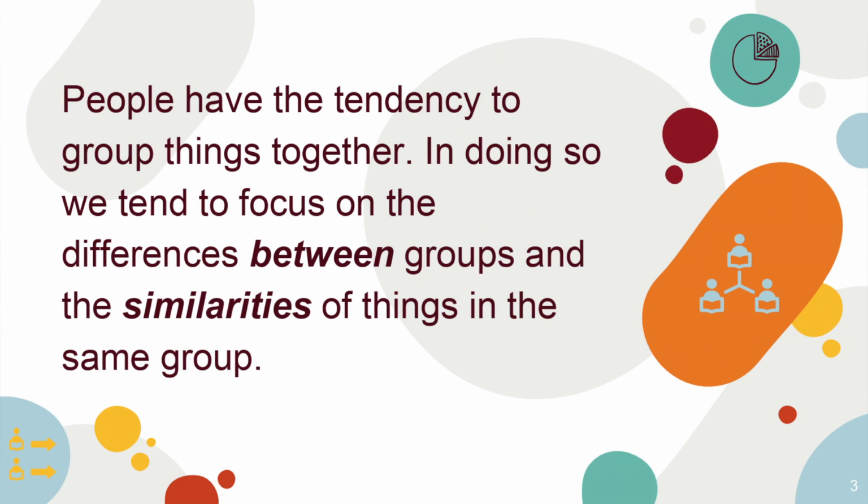In the late 1970s, Henri Tajfel proposed that stereotyping, via putting people into groups and categories, is based on a normal cognitive process. So what does that mean? It means that we have the tendency to group things together. In doing so, we tend to focus on the differences between groups and the similarities of things in the same group. This is known as in-group, us, and out-group, them.